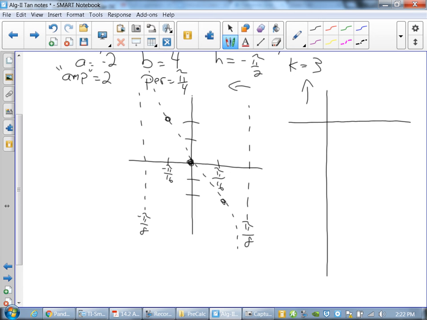When you're listing your ordered pairs for tangent graphs, it's usually easier to list them going from left to right and then put your asymptotes at the end. Negative pi over 16, 2, 0, 0. Pi over 16, negative 2, and then negative pi over 8, and pi over 8.